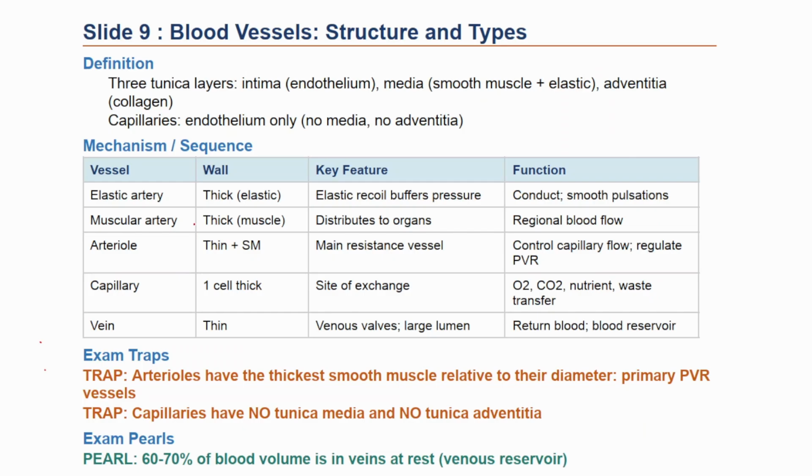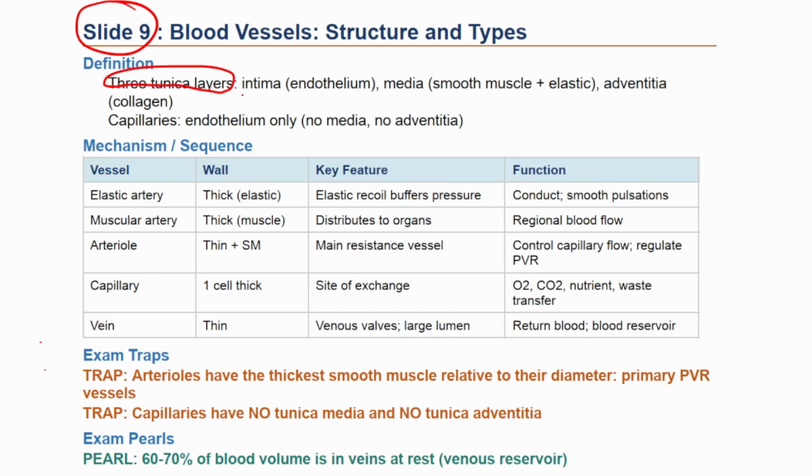Now that we have mapped out the layered histology and downstream transitions of the vascular tree from first principles, let us transition directly to our text and anchor these concepts to the exact definitions, features, and high-yield traps on slide 9. To formalize the framework from slide 9, standard blood vessels are structurally composed of three distinct tunica layers.